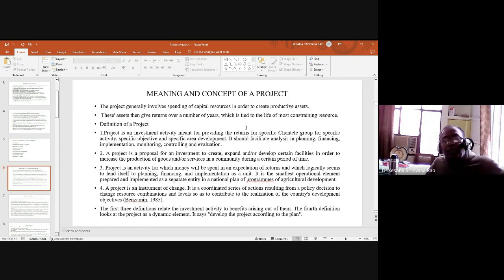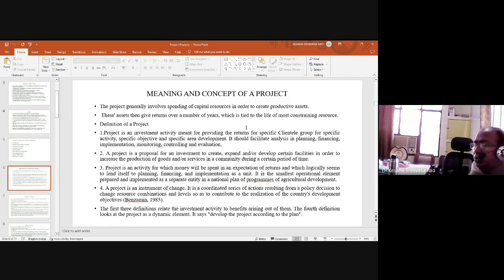How it is coordinating the series of actions resulting from a policy decision to change the resource combinations. Resources are available to you. How you combine the inputs into your project determines the good results you achieve with that project. So that is also called a project. That project can act as an instrument of change.